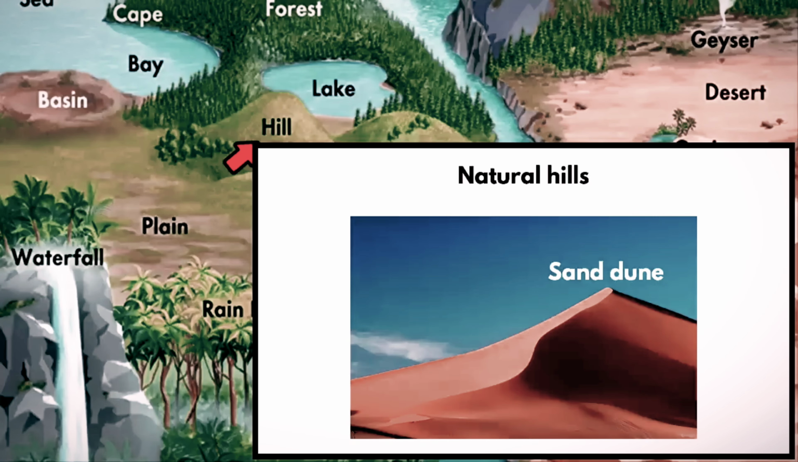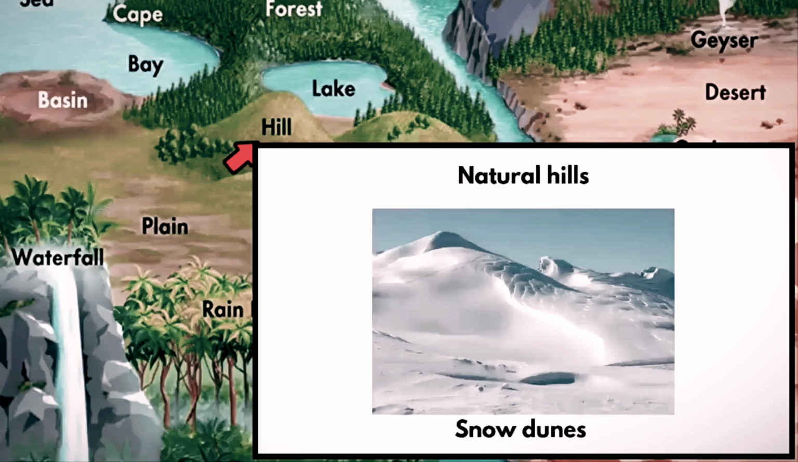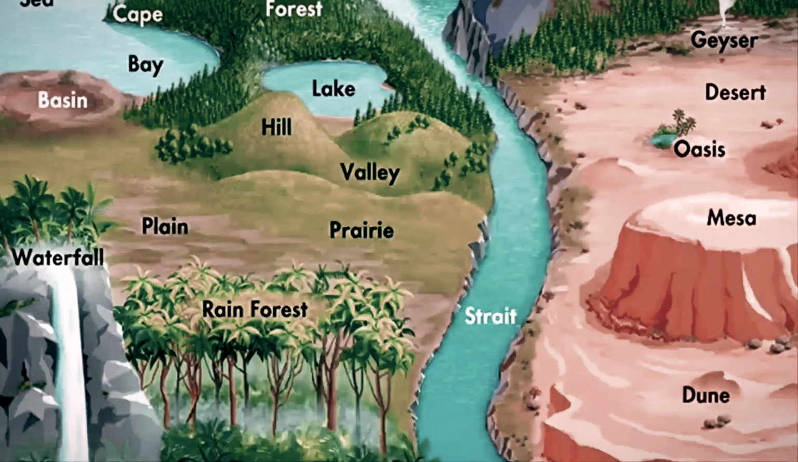Even a sand dune in a desert is a hill. It is called a hill of loose sand. In Antarctica, there are snow dunes that are formed by wind blowing snow into large piles. As a result, they turn into ice hills.